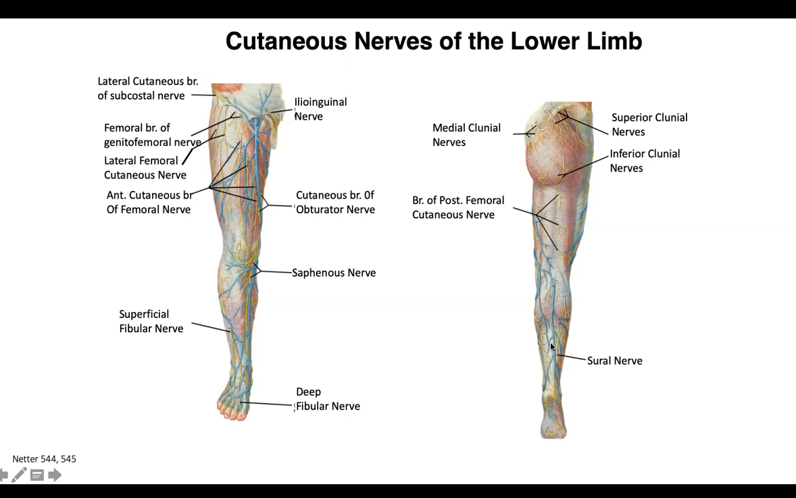We call this the sural nerve. Sural nerve, sura means leg. The sural nerve accompanies the small saphenous vein, and the great saphenous vein is accompanied by the saphenous nerve in the leg.